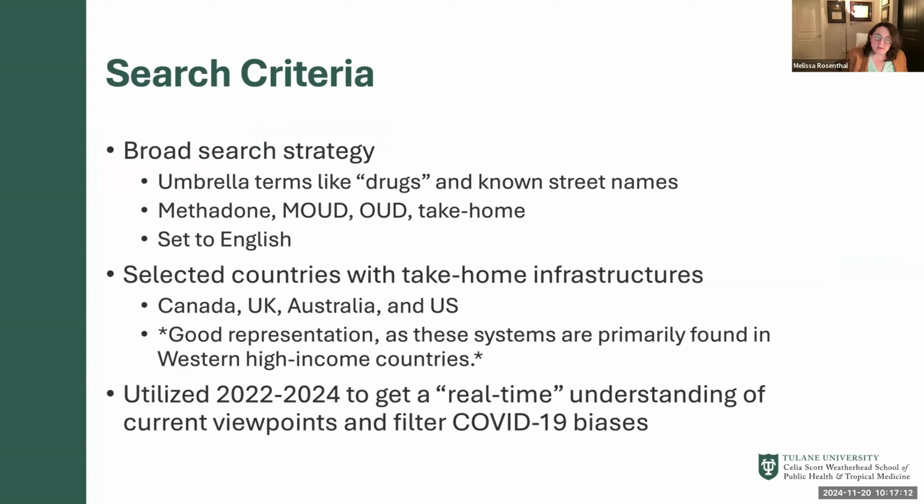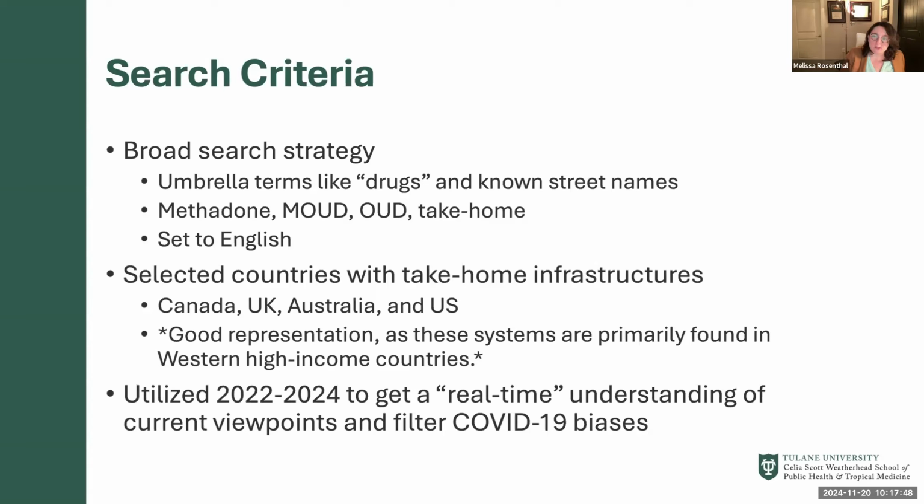We also set our search terms to only include English responses, because we were only looking at English-speaking countries. And the reason that we did that was we were looking at countries that had established take-home infrastructures. And we decided on Canada, the UK, Australia, and here the US. And these countries were selected because, as I mentioned earlier in the presentation, these take-home infrastructures are primarily in high-income Western countries. So we felt that this selection was a good representation of the infrastructures that are out there.